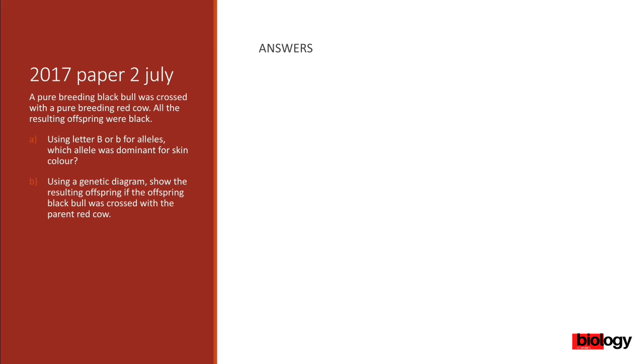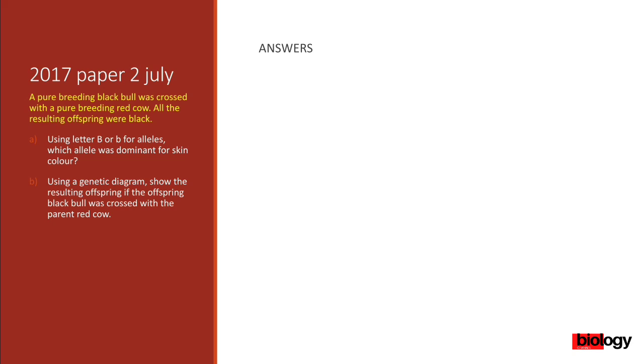So a pure breeding black bull was crossed with a pure breeding red cow. All the resulting offsprings were black. I'll read that again. A pure breeding black bull was crossed with a pure breeding red cow, and all the resulting offsprings were black.